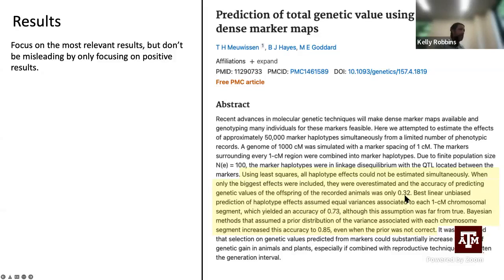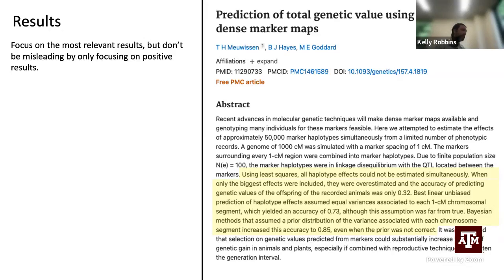Best linear unbiased prediction of haplotype effects, assuming equal variance associated with each one centimorgan chromosomal segment, yielded a much better accuracy. And they make a note that this was true even though the assumptions of the model were far from true. And that's good to know, right? So this is essentially a ridge regression BLUP that they ran here. And it's clear that it did a pretty good job, even though the assumptions of QTL evenly spread across the genome, all with more or less the same impact on the trait, were not true. Even when we make those assumptions and they're not true, it still does a reasonably good job of prediction.